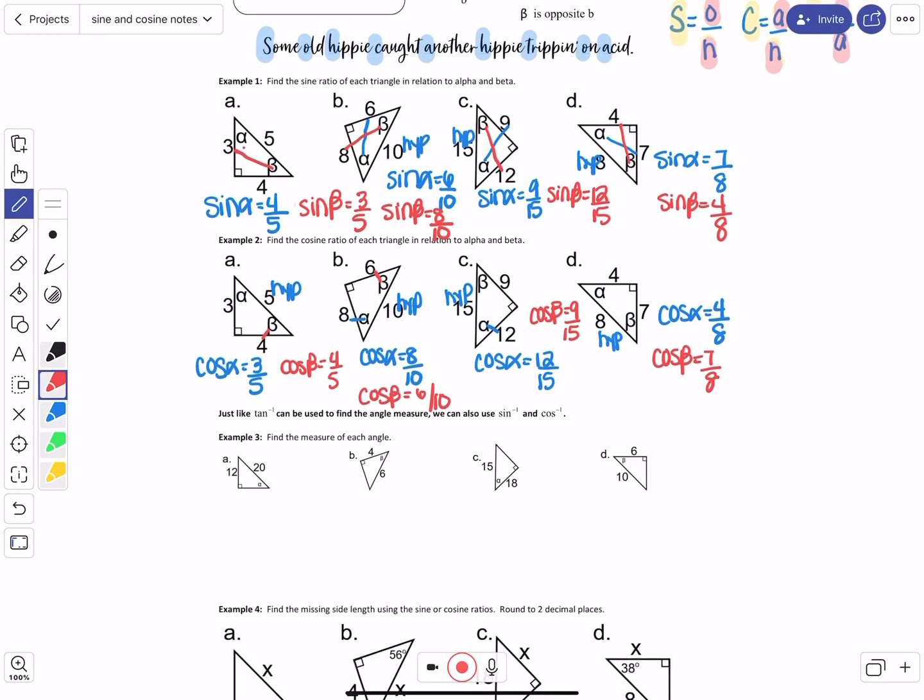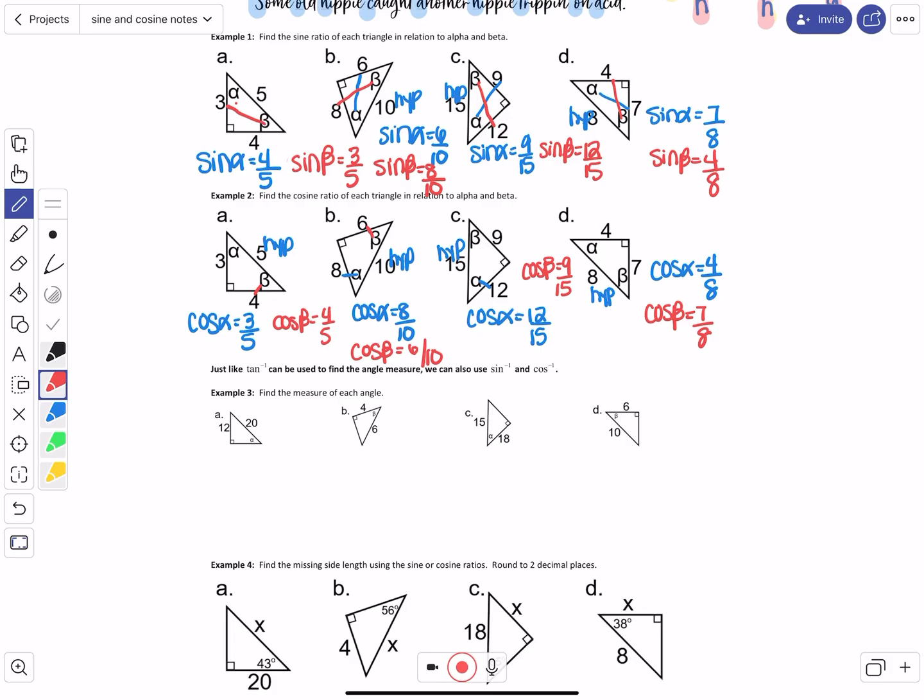Now, just like our inverse tangent, remember this is inverse. It's not tangent to the negative first power. We call that inverse. That can be used to find the angle measure. We can also use inverse sine and inverse cosine on our calculator as well. And remember, to get those, you hit the second button. So you'll either hit second sine or second cosine to get the angle, and then you'll type in the fraction.